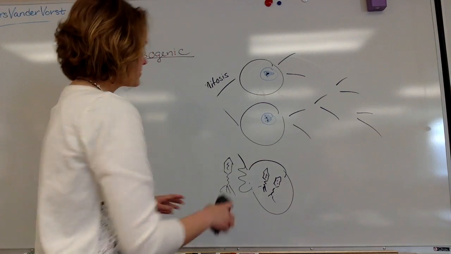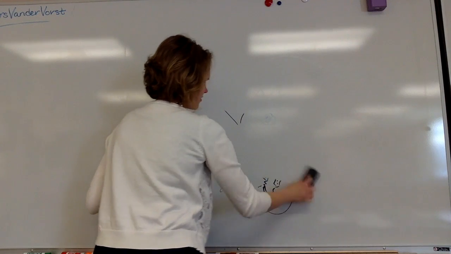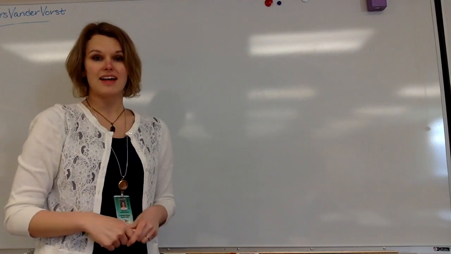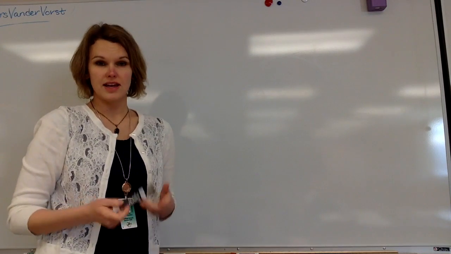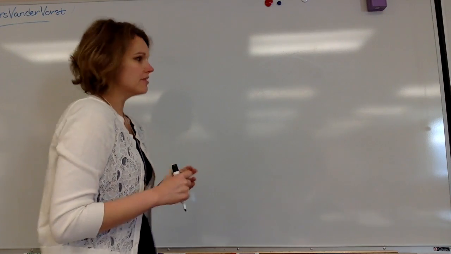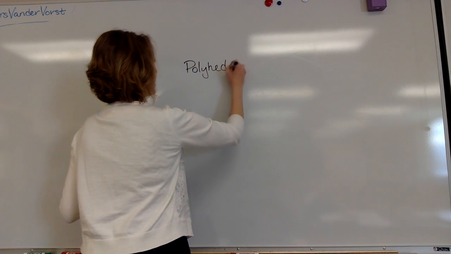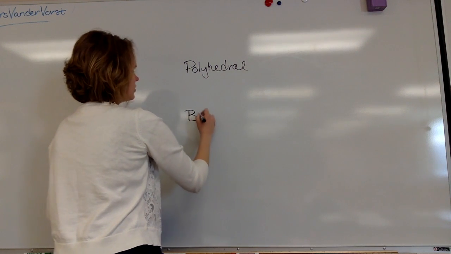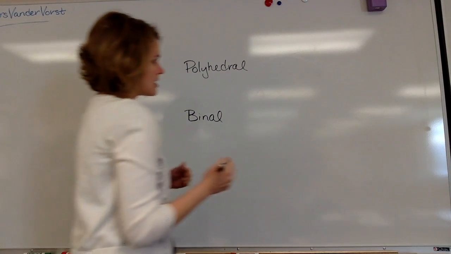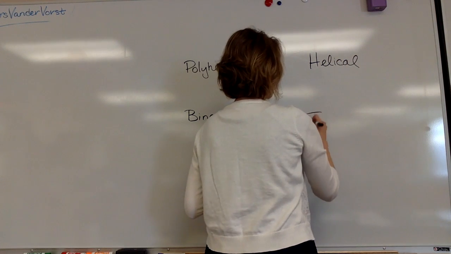Now, we also have to talk a little bit about the different types of shapes that viruses have. You will remember that if you do need a good visual guide, your textbook does have some really nice images of viruses that you can take a look at. But we do have some different shapes. One is polyhedral, and I'll draw these in a moment here. Another is binal. Okay, these two are actually pretty common. Then we have helical, and we have a filovirus.